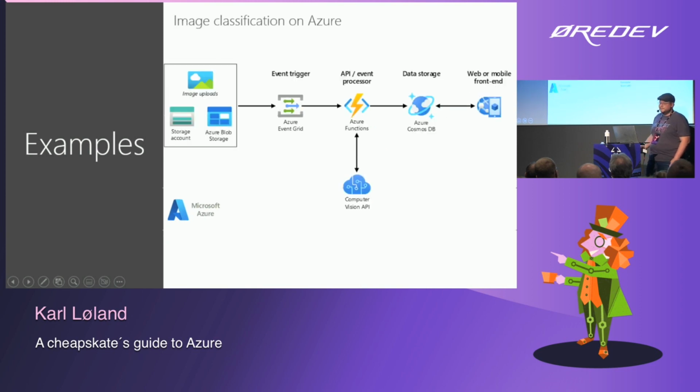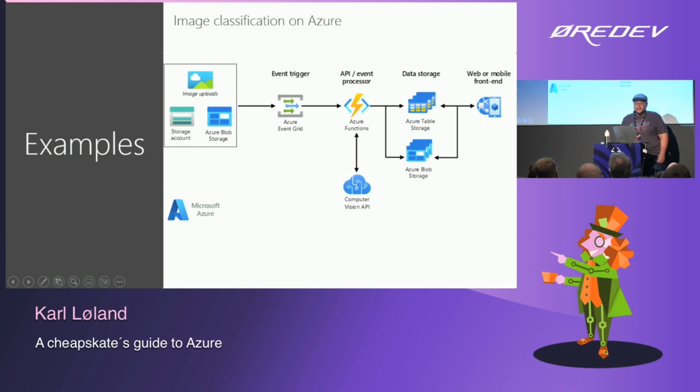Then another architecture is image classification on Azure. Same thing here. They used Azure Cosmos DB. It's good, but do you really need all the bells and whistles and features it offers? If not, then you can pay a lot less creating the same solution using table storage and blob storage. That will also shave off a lot of your money. So there's a trend here.